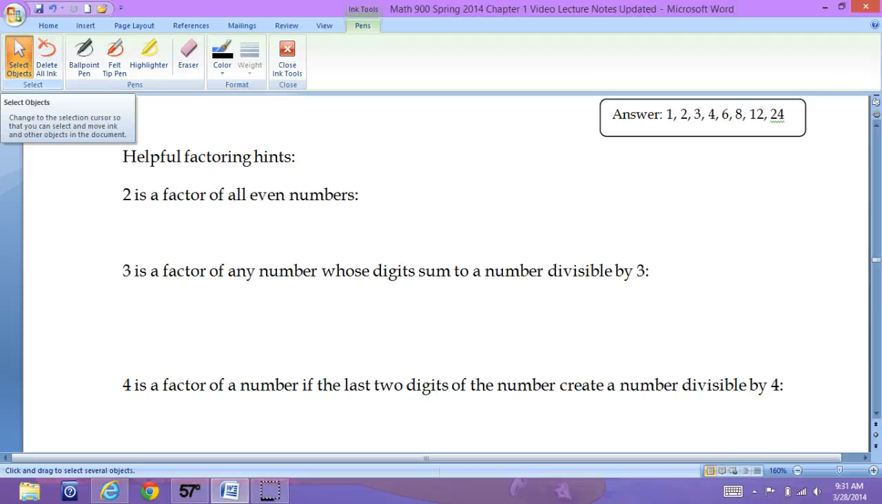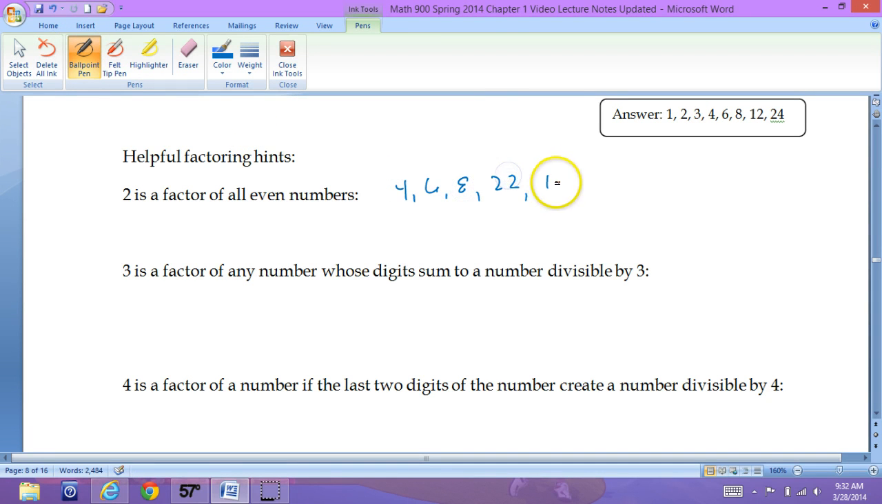2 is a factor of all even numbers. So, you know, the even numbers 4, 6, 8, 22, 106, etc. If it's an even number, then 2 is a factor, okay? 3 is a factor of any number whose digits sum to a number divisible by 3.